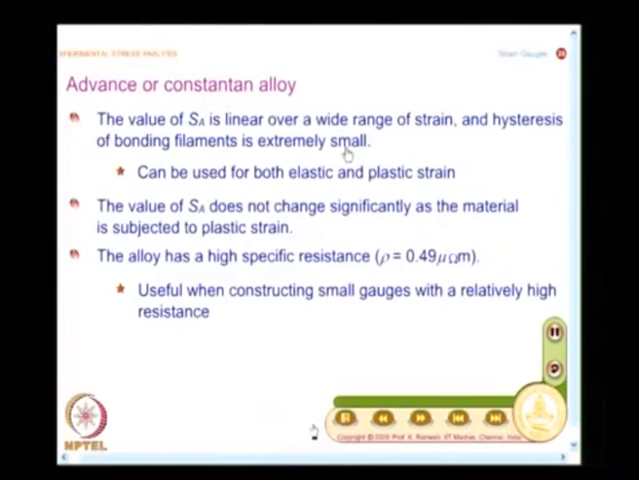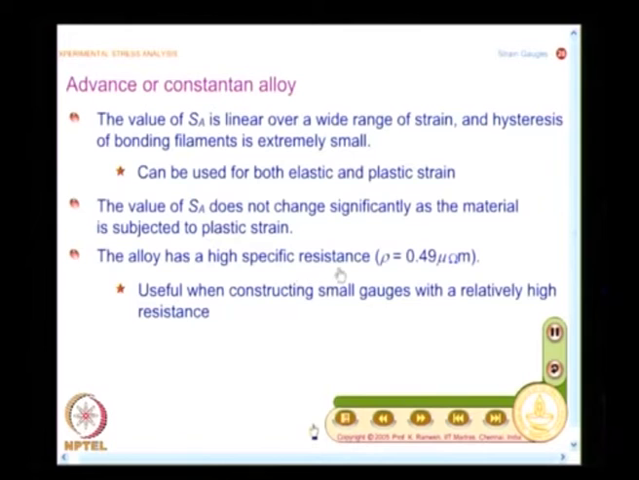We have to avoid hysteresis in our measurement, either minimize or avoid, and what you find in the case of advance or constantan is the hysteresis is extremely small. So, it is very useful, and we have already seen, because SA is close to 2, it can be used for both elastic and plastic strain. And we have also noted that advance has a very high specific resistance.